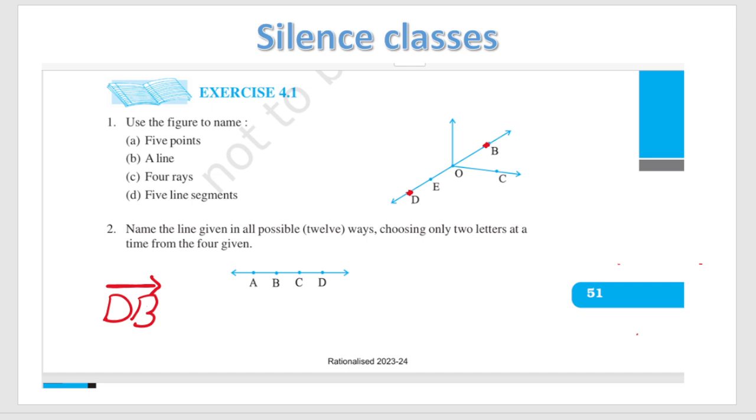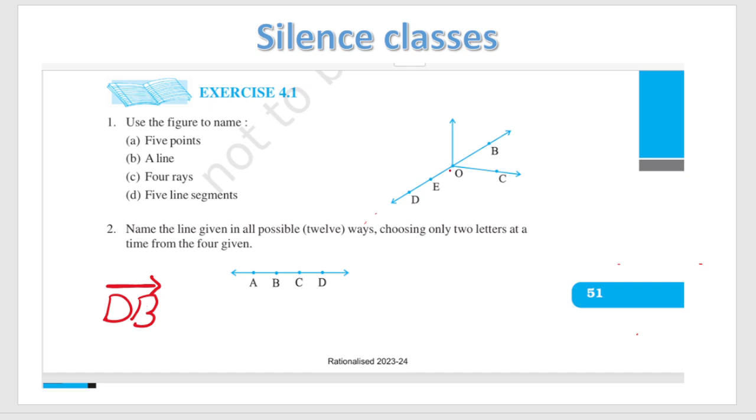I hope you are not getting confused, because in this figure the points are moving further. E is also a specific point, which means from here also the ray can start. I hope you are understanding, because all these are points. Now we are talking about DE.